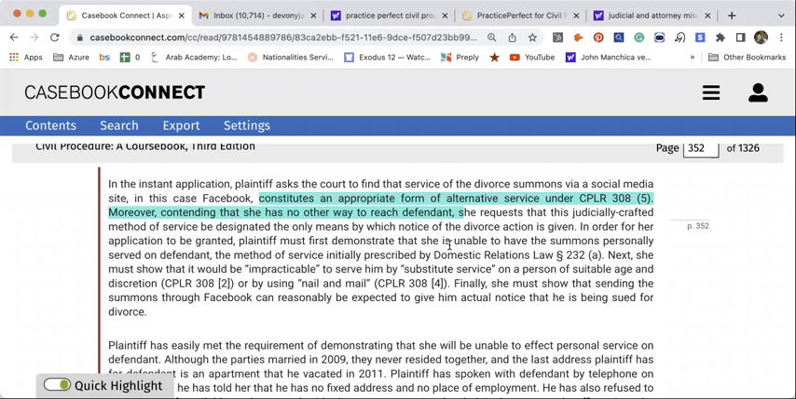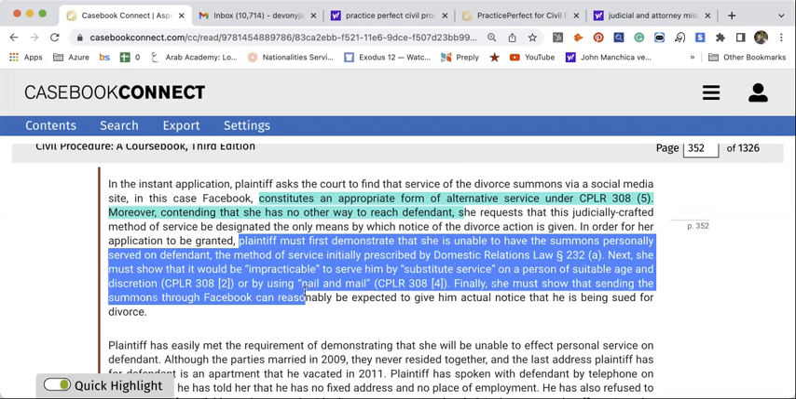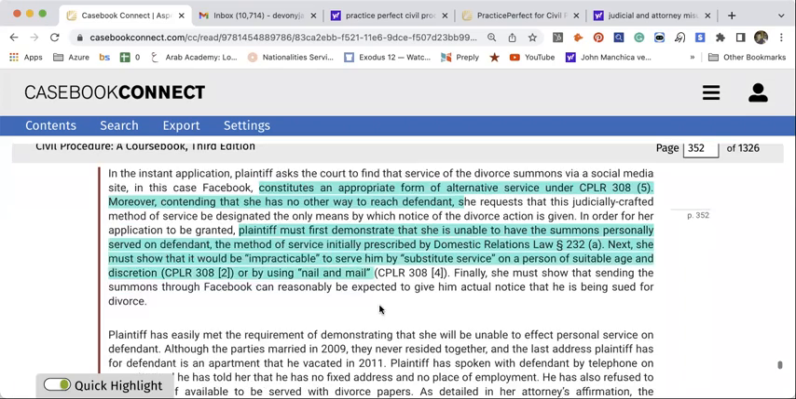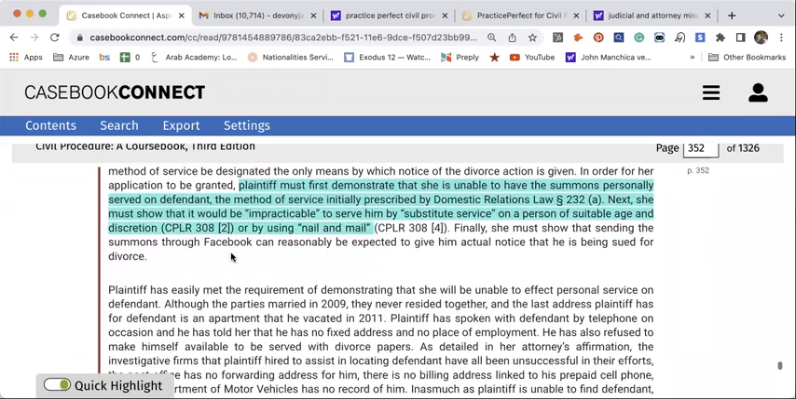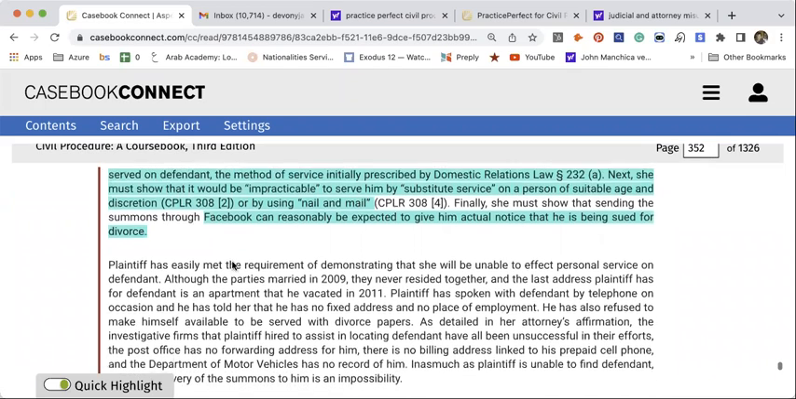In order for her application to be granted, plaintiff must first demonstrate that she is unable to have the summons personally served on the defendant, the method of service initially prescribed by the Domestic Relations Law in Section 232A. Next, she must show that it would be impractical to serve him by substitute service on a person of suitable age and discretion or nail and mail. Finally, she must show that sending the summons through Facebook can reasonably be expected to give him actual notice that he is being sued for divorce.